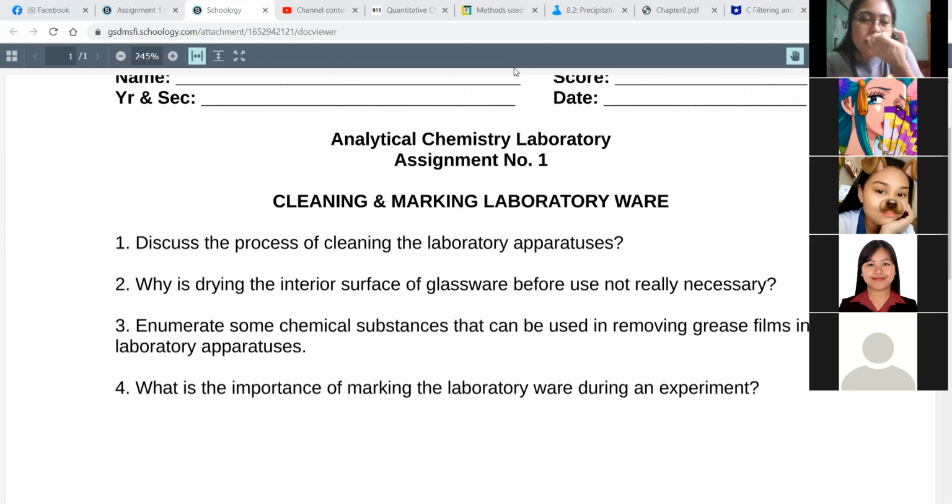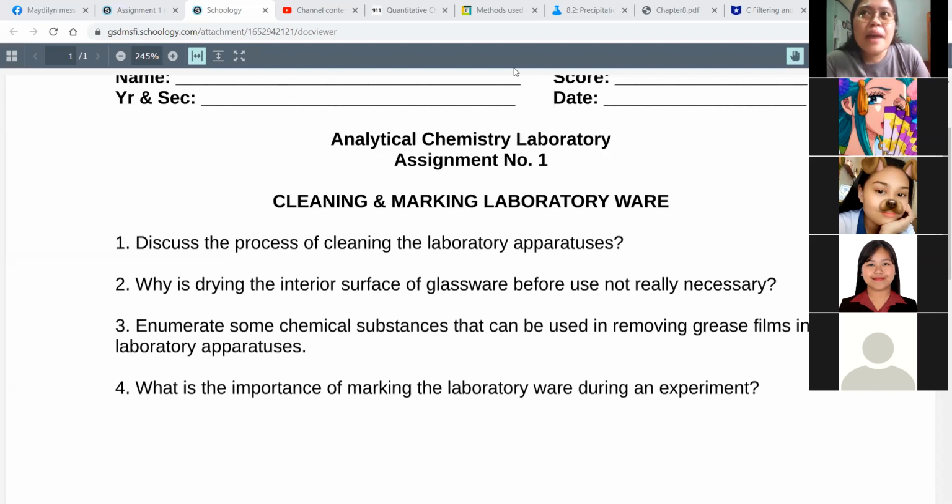You don't need to place it inside the oven for it to dry. Dugay kaayo ma-dry. Or you don't need to wipe it with tissue or cloth because it can be a possible source of contaminant. So pwede niyo na siyang gamitin, especially when you use distilled water or deionized water when cleaning it before storage. Pwede na siya gamiton kasi most of our solvent kay water man jud. So dili siya mag-cause og error jud sa analysis.